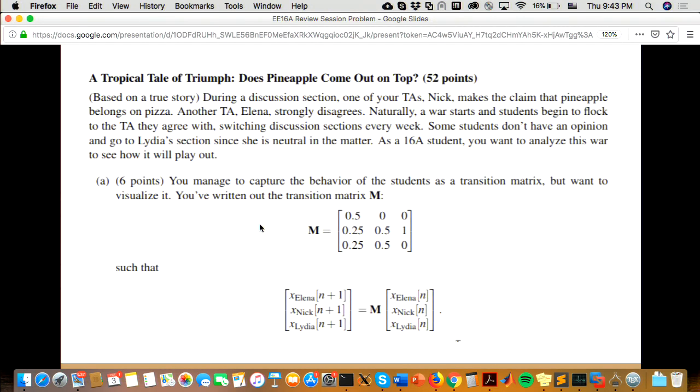We have this transition matrix M. This is given to us. And just so that there's no ambiguity about what exactly M is representing, like the convention we're using, we also have the exact matrix vector equation that we're using at the bottom. It basically says that in order to get the number of students in each TA section for Elena, Nick, and Lydia, who were TAs 1 year ago, we multiplied the current number of students in each of those sections by the matrix M.